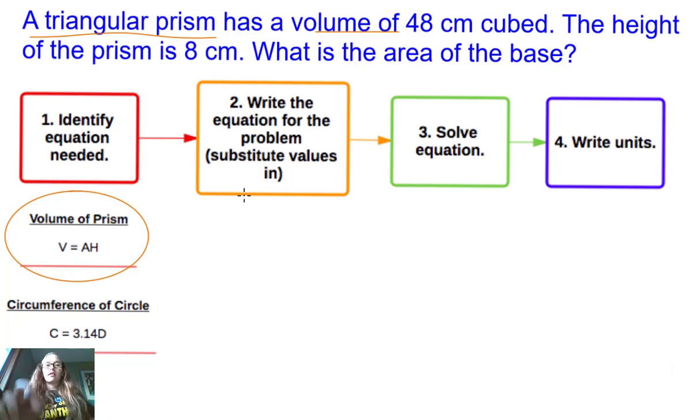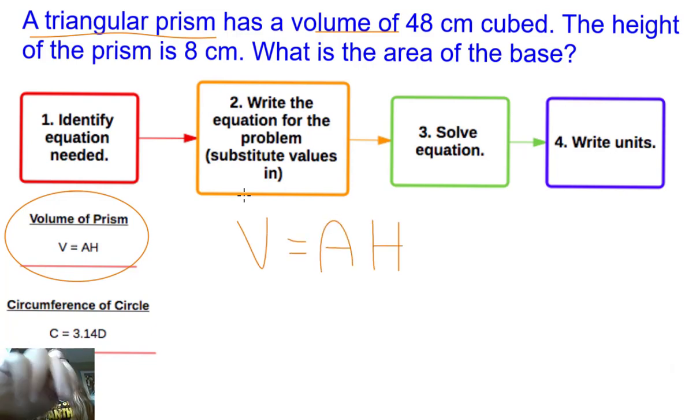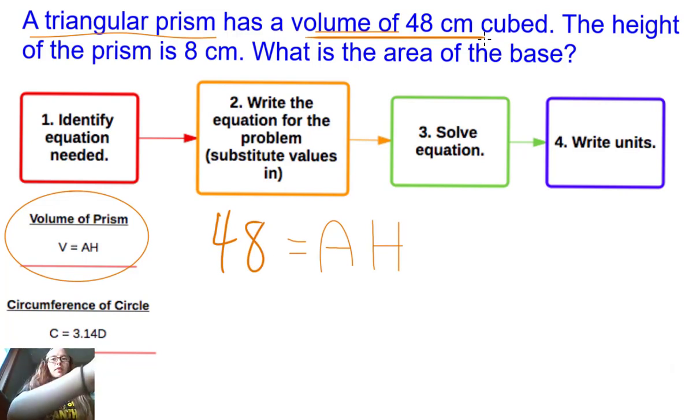Substitute the values in. So in other words, I write the formula down, and then I substitute the values in. According to my problem, I have the volume is 48 centimeters cubed. So I can erase volume and write 48 centimeters cubed. And then it says the height of the prism is 8 centimeters. So the height, H, is 8 centimeters.